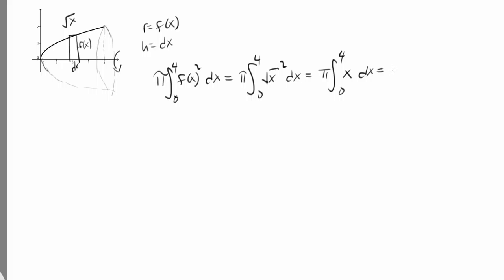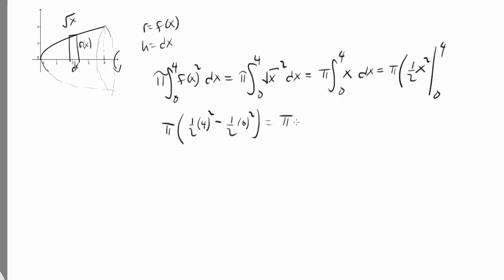This isn't too hard to evaluate. What you're going to have is pi times 1/2 x squared, the antiderivative of x, evaluated from 0 to 4, which would be equal to pi times 1/2 of 4 squared minus 1/2 of 0 squared, which would be equal to pi times 8, which we usually write 8 pi. So that would be the volume of this solid that I have sketched out here. And this would be how you would use the volume by disks method. Not too difficult, pretty straightforward.